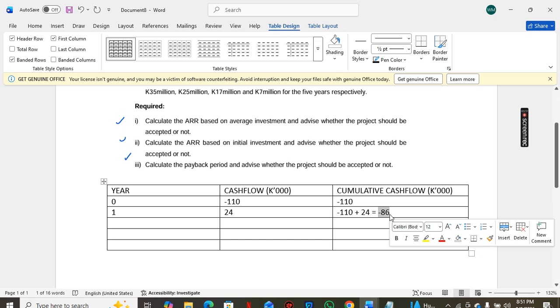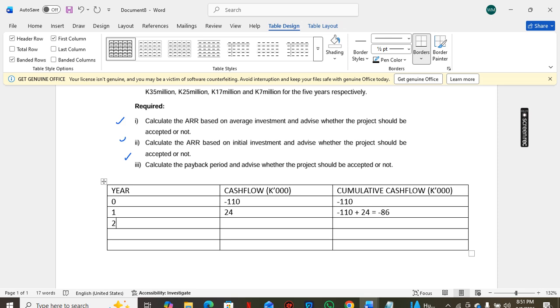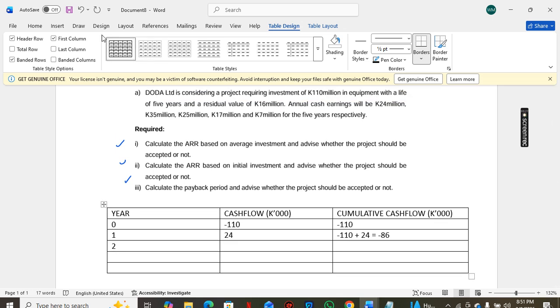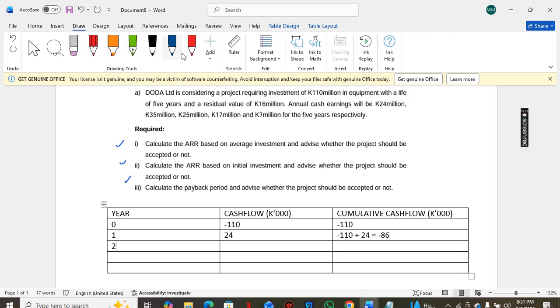Any questions for this? Where is the 24 coming from in the question? These cash flows here. All right. So okay.